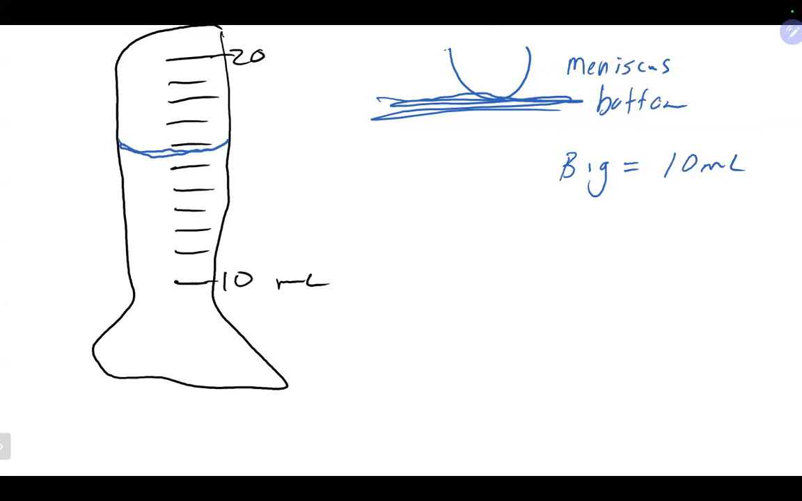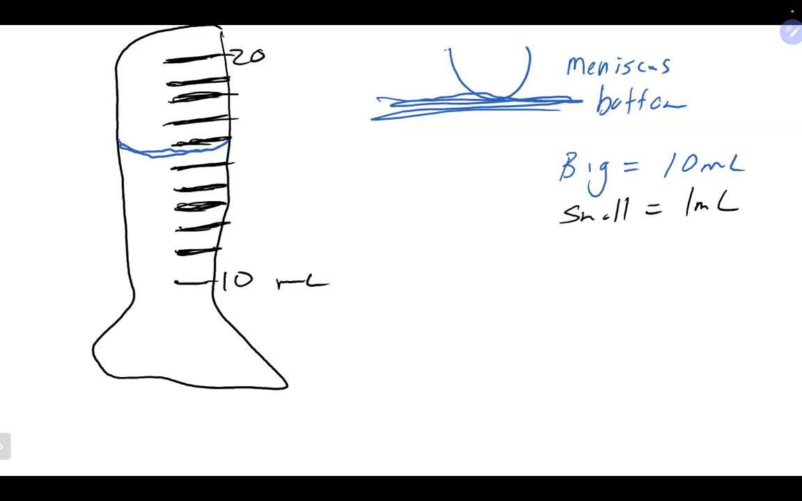Once again, if we count up the markings, there's 1, 2, 3, 4, 5, 6, 7, 8, 9, and 10 markings as we go from 10 to 20. That means each of the small markings is how much in this case? There's 10 markings, so 1 milliliter would be how much each of the small markings represent.